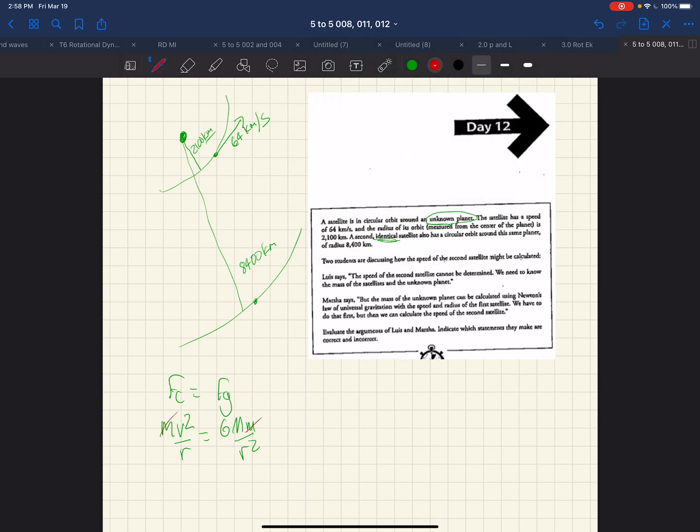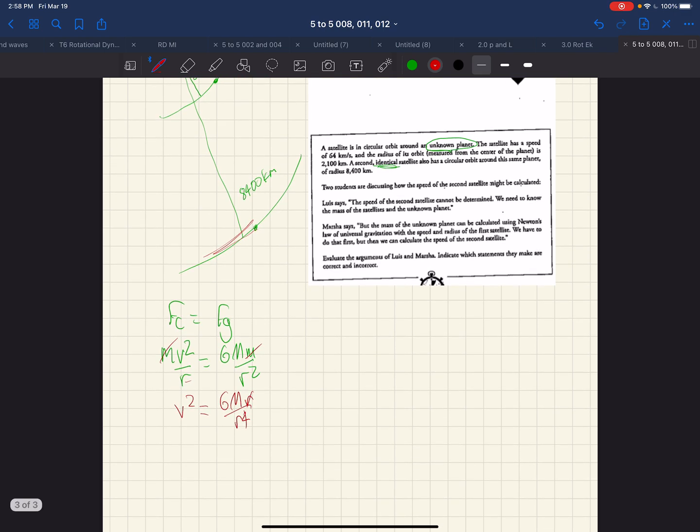And the r in this case, both, is from the center, the radius of the orbit, the distance between the centers, so they're equal to each other. We end up with v squared equals GMr over r squared. The r's cancel, and we're left with v is the square root of GM over r. So that's the relationship we have, looking for the velocity.